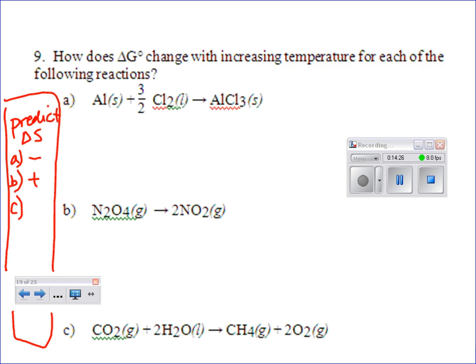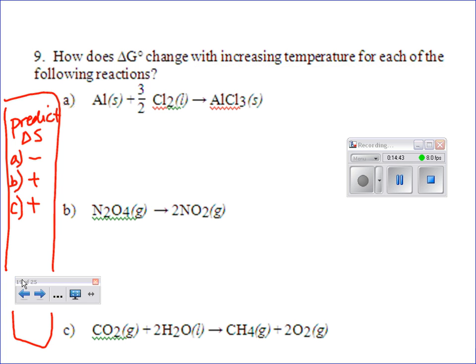Thanks. And then part C, CO2 gas to liquid going to all gas. What's happening? Disorder is increasing because we're making more gas as molecules are spreading out, moving faster. So we also predict a positive.